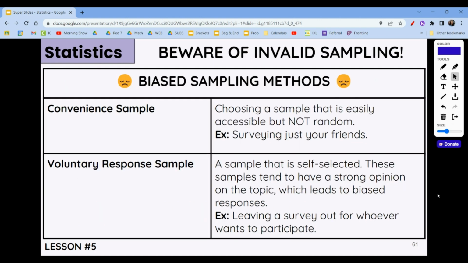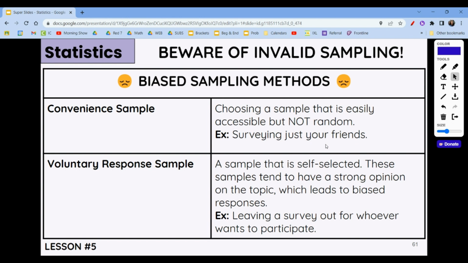Okay. Beware of invalid sampling. Here are some examples of biased sampling methods, which are bad. A convenience sample is choosing a sample that is easily accessible but not random. For example, if you just surveyed your friends, that would not be a random sampling. That would be a biased convenient sample. It's very convenient to survey people you know and people that are easily accessible to you, but that's not a random sample.